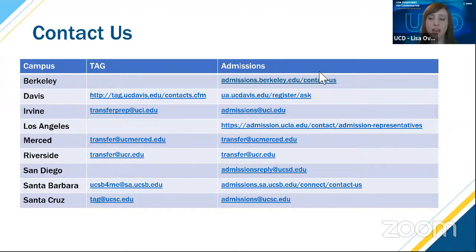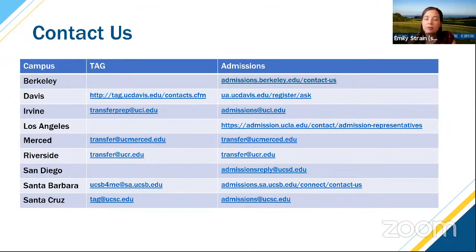UC Davis is not open for computer science for TAG, but we do have computer science available for students to apply to through the general admission process. We have another major that's computer engineering and computer science. The requirements are different and it is a different major, but that one is available for TAG. So that might be something that students could look into as well. And Emily?